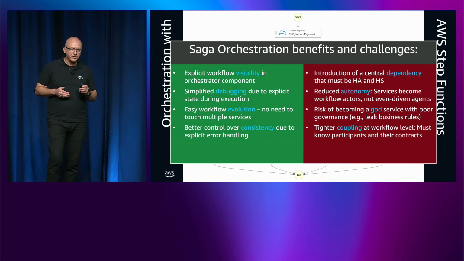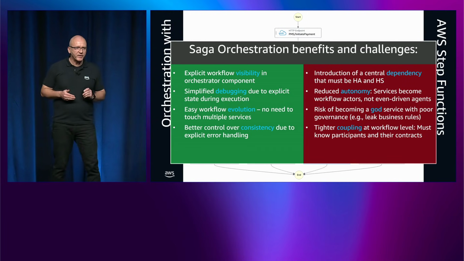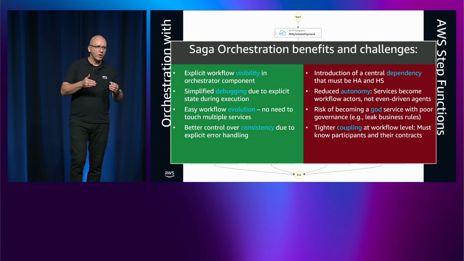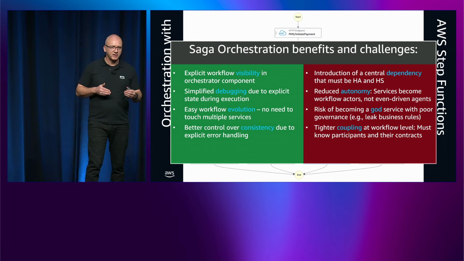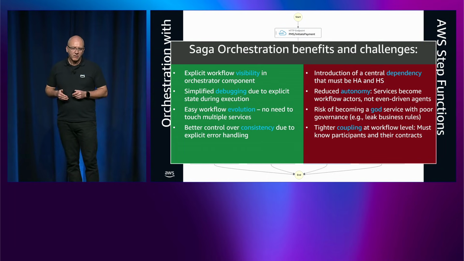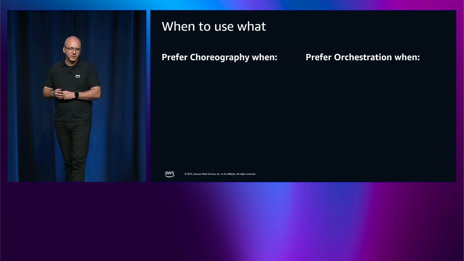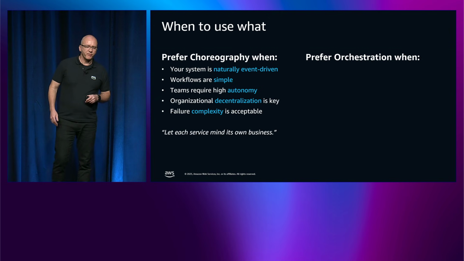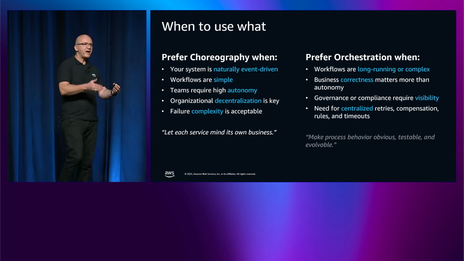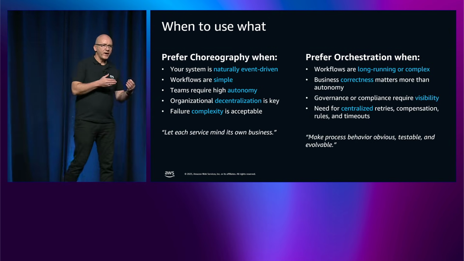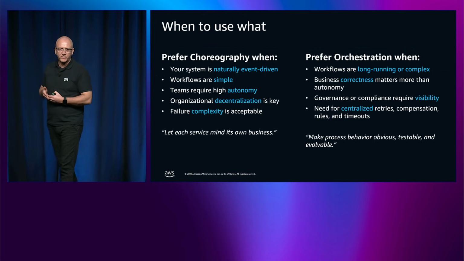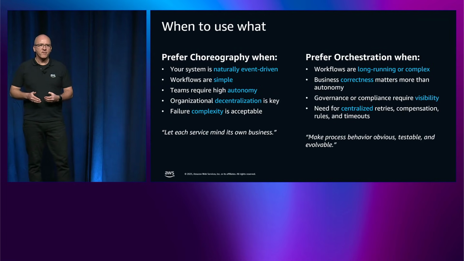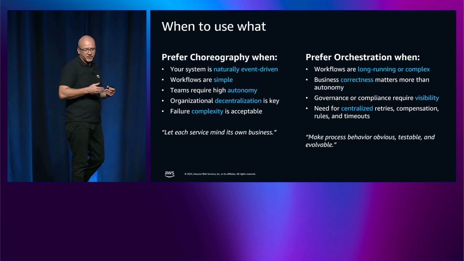I also want to stress the last point on the challenges side, that you actually need to couple this workflow a little bit to the implementation details of the involved parties. So that brings us to the conclusion of when to use what. In the end, it's quite simple. You use choreography when the benefits of choreography outweigh the challenges for you personally, or you use orchestration when the benefits of orchestration have more importance for you than the challenges do have.